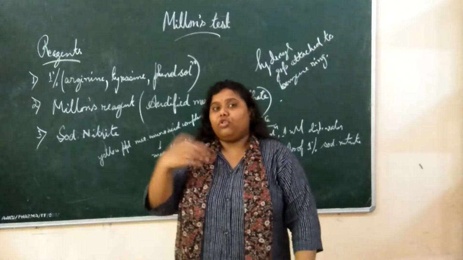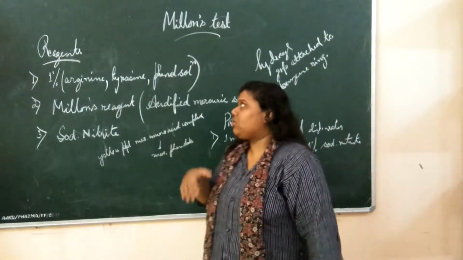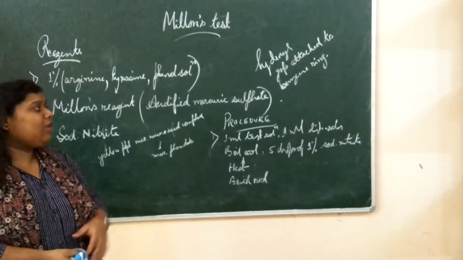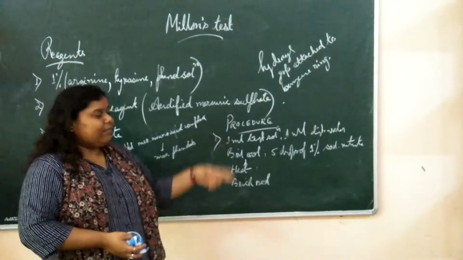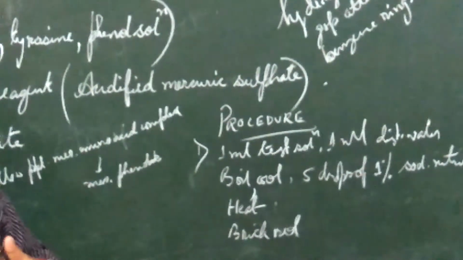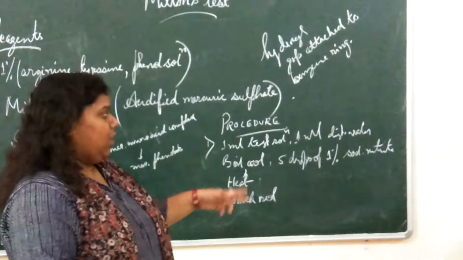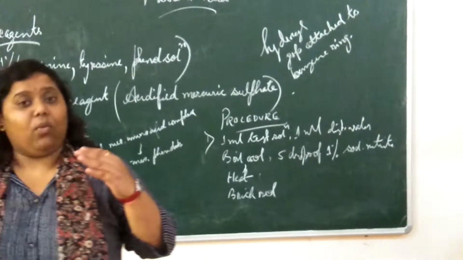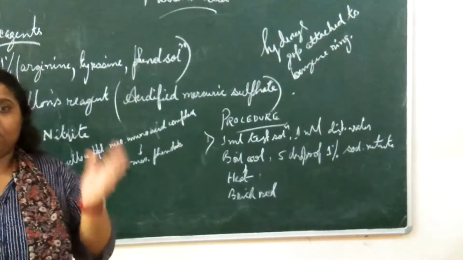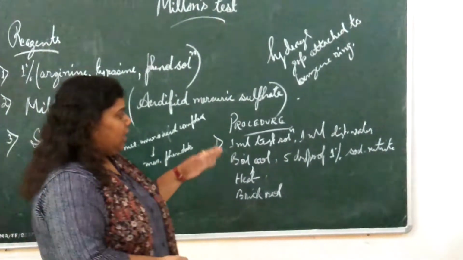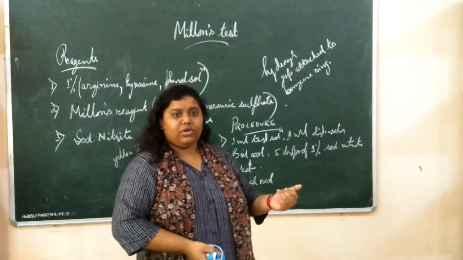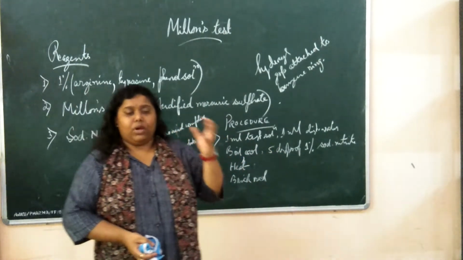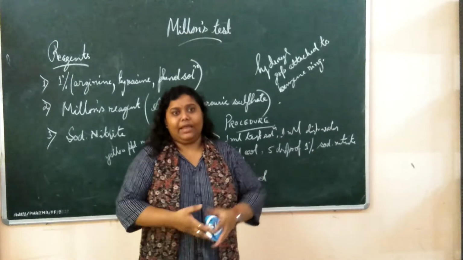Now I am going to discuss the procedure for how Millon's test is carried out. First we take 1 ml of the test solution in one test tube, and in another test tube we take 1 ml of distilled water as control. Then we take 1 ml of Millon's reagent in another test tube. We take 1 ml of each and mix it well.